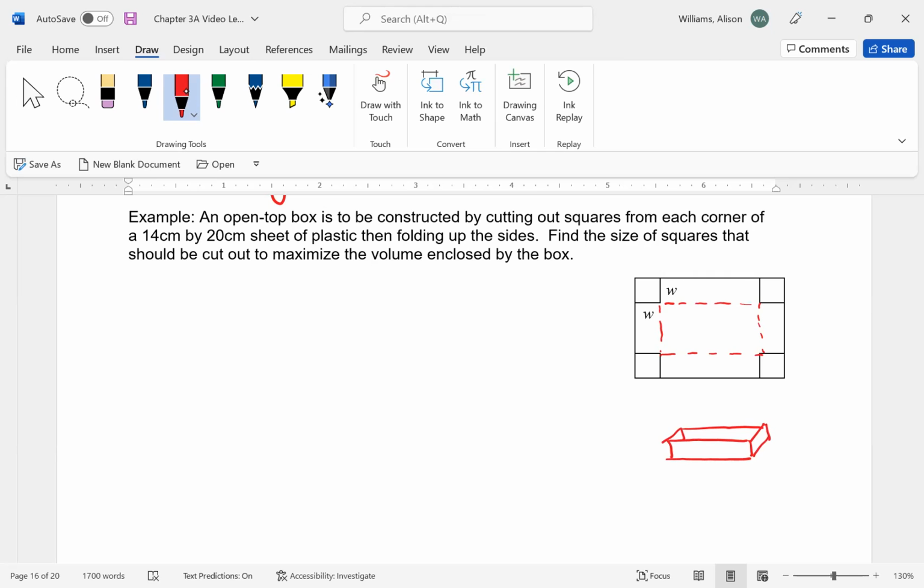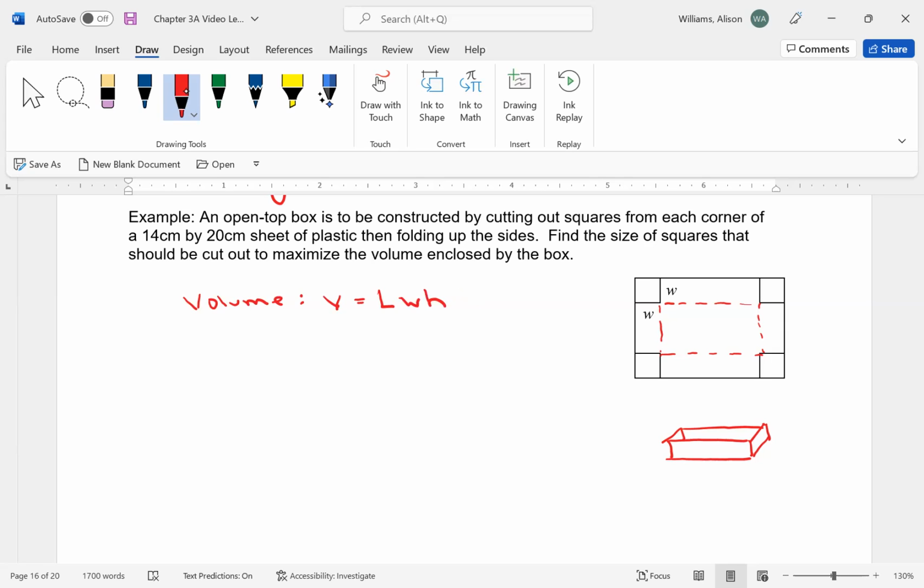What they want to do is find what size squares would maximize the volume for this box. So to find volume of a rectangular solid, you do length times width times height. That's an L. It's a sad looking L. There we go. Length times width times height, or LWH. I don't really need to put the multiplications in there.